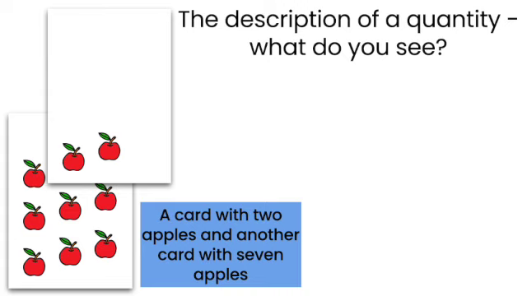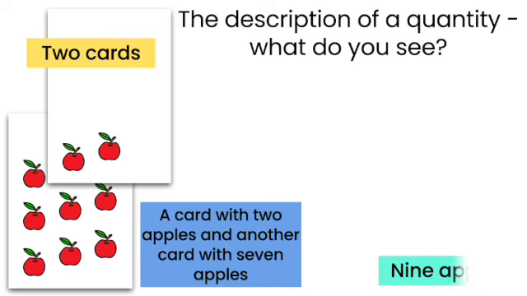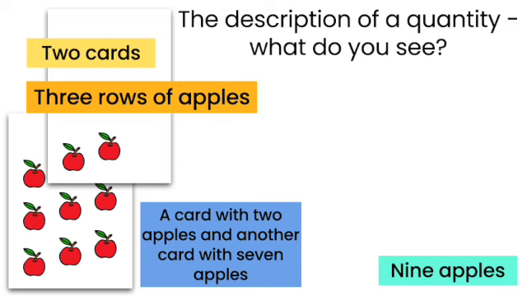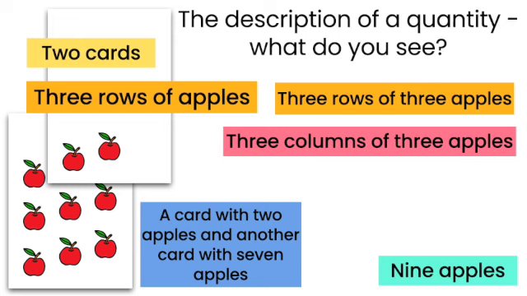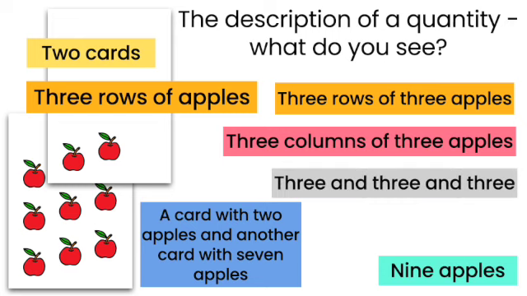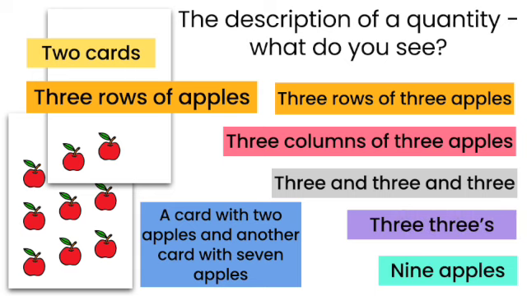Another child might opt to say, I see 2 cards, and that would also be correct, and we could ask for more detail. A child who knows 9 may call it 9 apples. Another one may speak of 3 rows of apples, or 3 rows of 3 apples, or even 3 columns of 3 apples. There are so many different ways to describe this. It could also be 3 and 3 and 3, or 3 threes, and that's really what we're aiming towards, is for learners to speak about 3 threes.